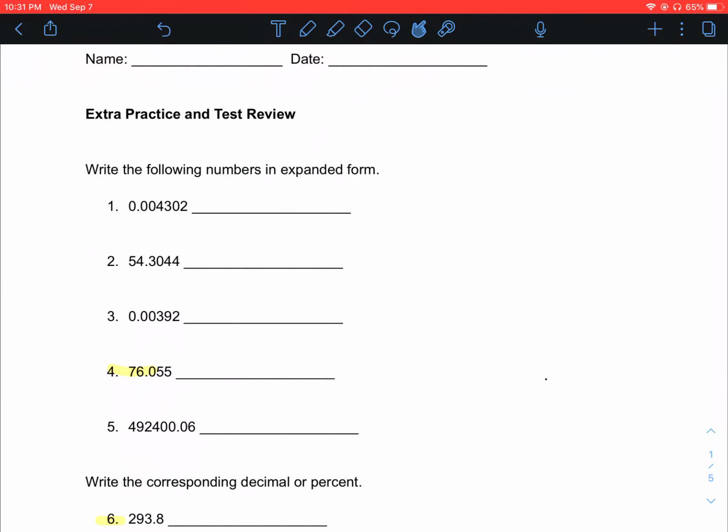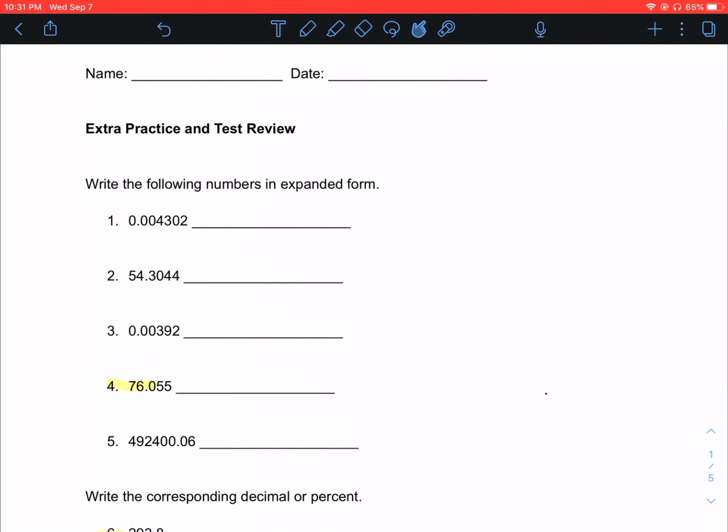So first we're going to do this problem. Write the following numbers in expanded form. For number 4, we see that there are 5 digits. So what I'm going to do is write out every single digit. For the 7 right here, it's in the tens place.